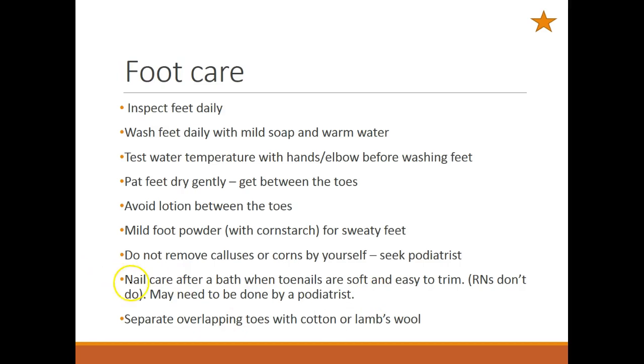Like down here, if a patient is doing nail care, it's best after a bath when the toenails are soft and easy to trim. An RN shouldn't do it; it may need to be done by a podiatrist. Don't remove calluses or corns yourself. Patients should seek a podiatrist. Another thing is about keeping feet dry, because wet feet can possibly lead to infections. Avoid lotion between the toes. Pat feet dry gently. Again, get between the toes. Test water temperature. Use mild soap.